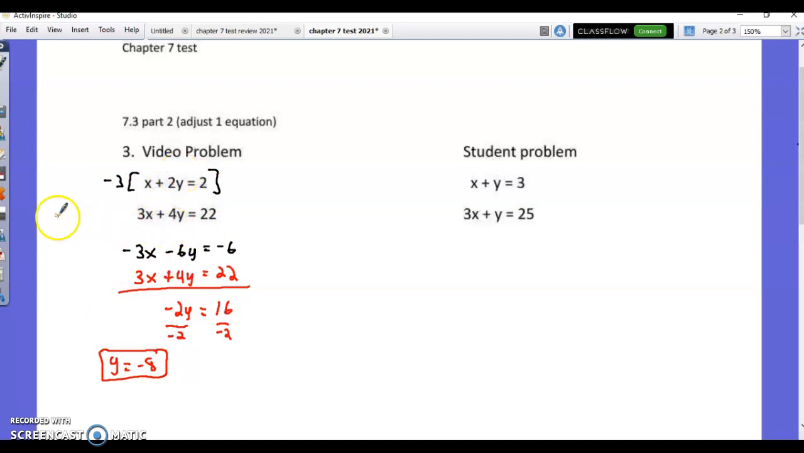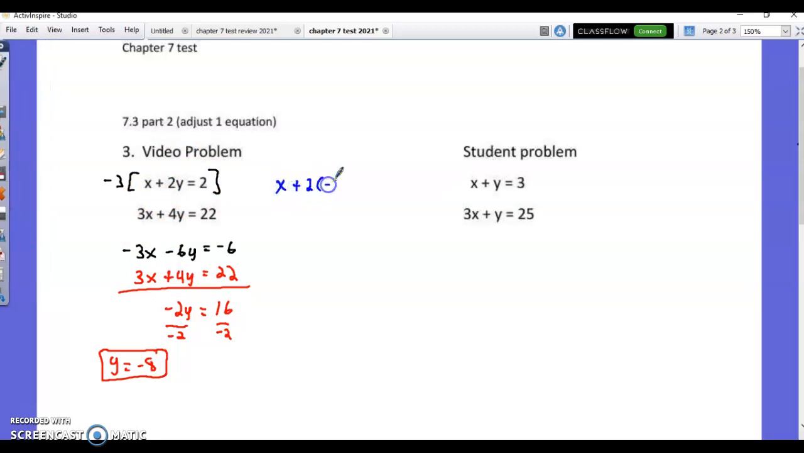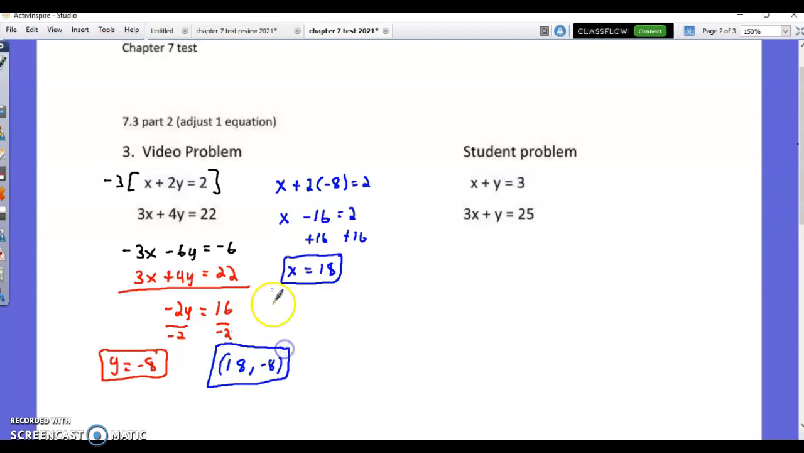So now all we have to do is plug this y into one of our original problems. I'm going to pick this first one. So I'm going to say x plus 2 times negative 8 equals 2. Again, use your calculators for help with calculations. X minus 16 equals 2. Add 16 to both sides. X equals 18. So there's our ordered pair. You could write 18 comma negative 8, which is what we've been doing up until this point. You can always plug these into Desmos to check to make sure you got them correct.